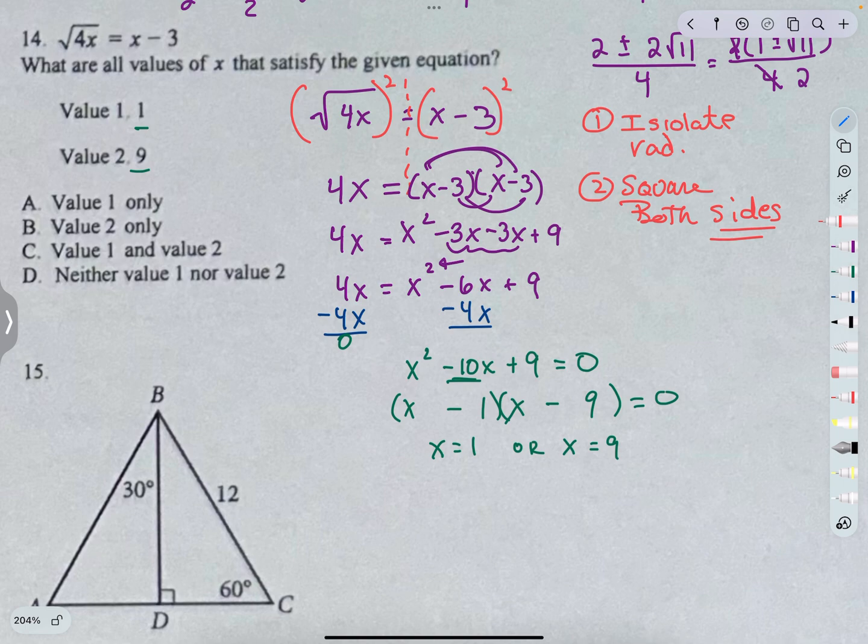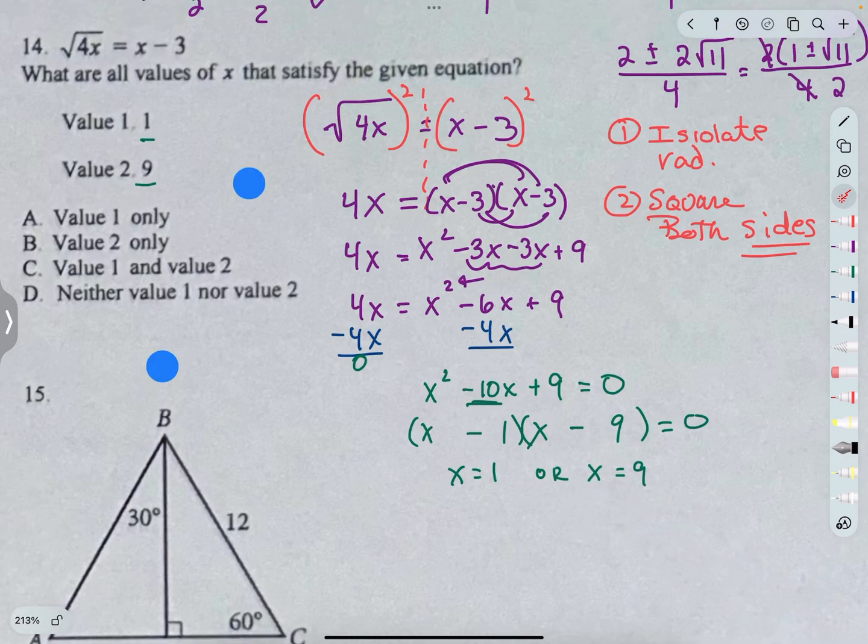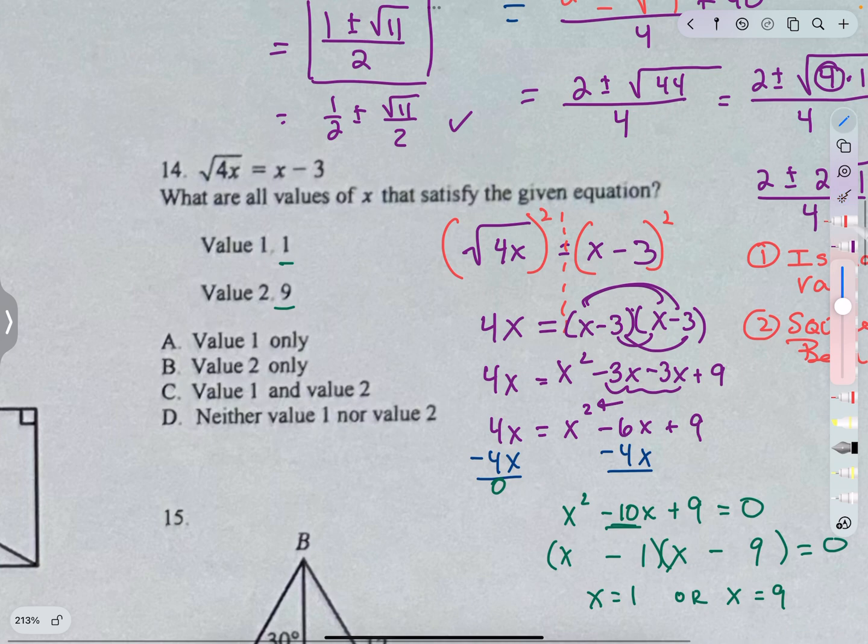However, this was a radical equation. And radical equations, when you square both sides, can introduce an extra answer. So we got to check both these in the original problem and make sure they both make it true. Okay, so I'll check that up here. I'm going to check the 1 first. In fact, now that I think about this, we could have probably just checked it and solved the problem that way.